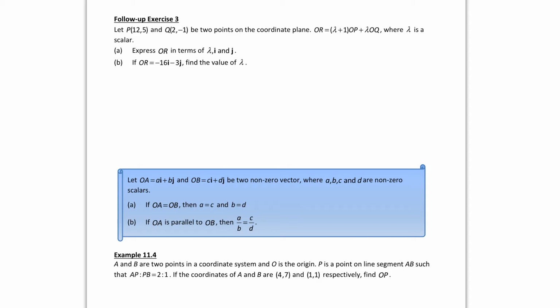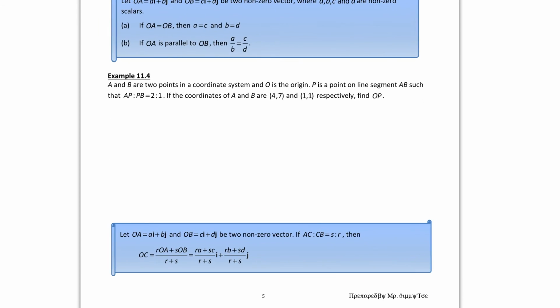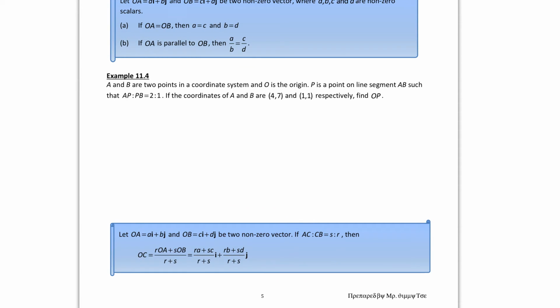I also want to demonstrate the last example, example 11.4. A, B are 2 points on the coordinate system, and O is the origin. P is on the line segment. Do you remember this kind of example? We have 2 points, 4 and 7, and 1 and 1. P is a point on the line segment such that AP to PB is equal to 2 to 1.